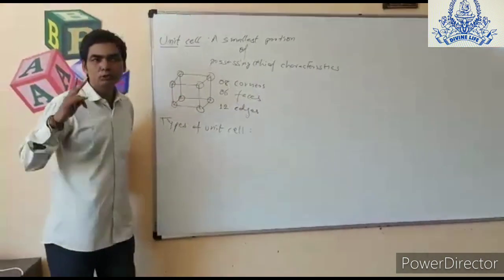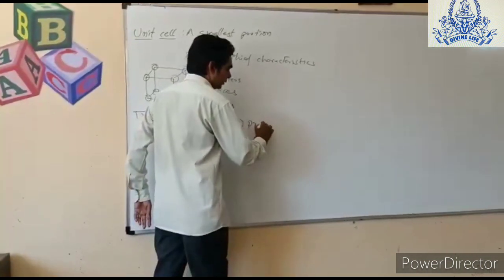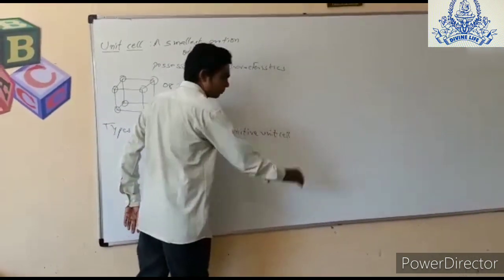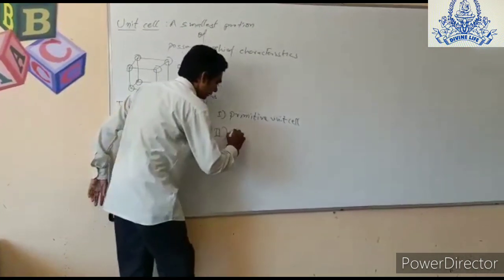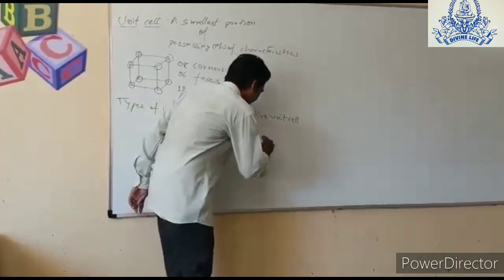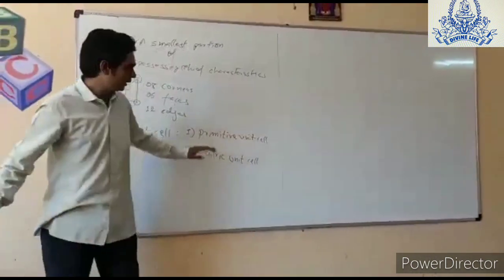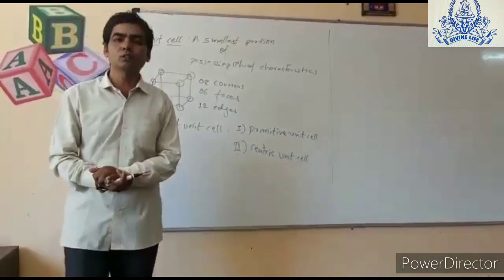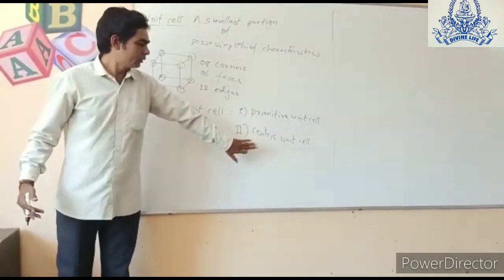So there are mainly 2 types of unit cells. First is the primitive unit cell and second is the centric or centered unit cell. So now we are going to study first the primitive unit cell and then the centric unit cell.